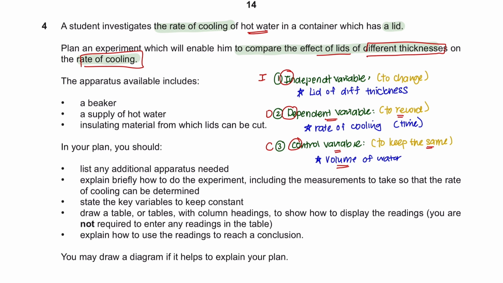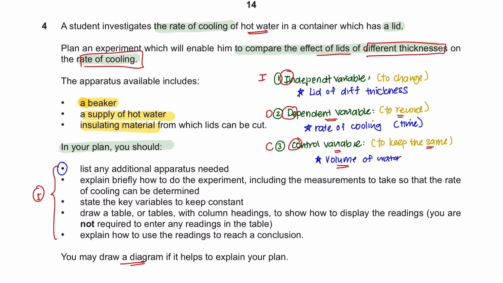The apparatus available includes a beaker, a supply of hot water, and insulating material from which lids can be cut. Now, to plan your experiment, you should include all these bullet points, and we have 5 of them here. You may also draw a diagram if it helps to explain your plan. So now we are going to plan the experiment according to each bullet point step by step.